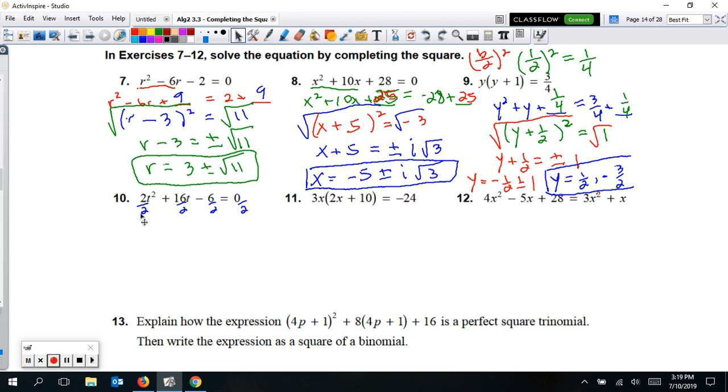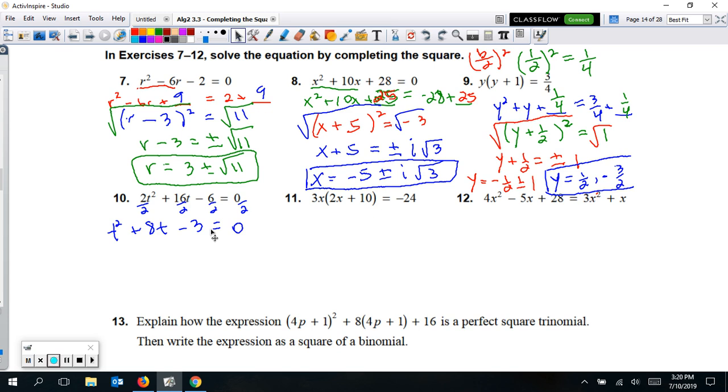So 2 divided by 2 will give you t squared. 16 divided by 2, that's going to give you an 8t here, a negative 3 here. 0 divided by 2 is still 0. So you get t squared plus 8t minus 3 equals 0. That's now a much easier, simpler equation to work with.